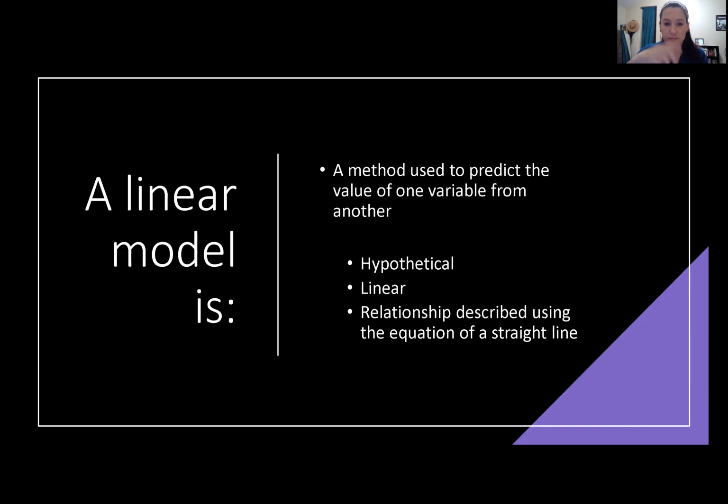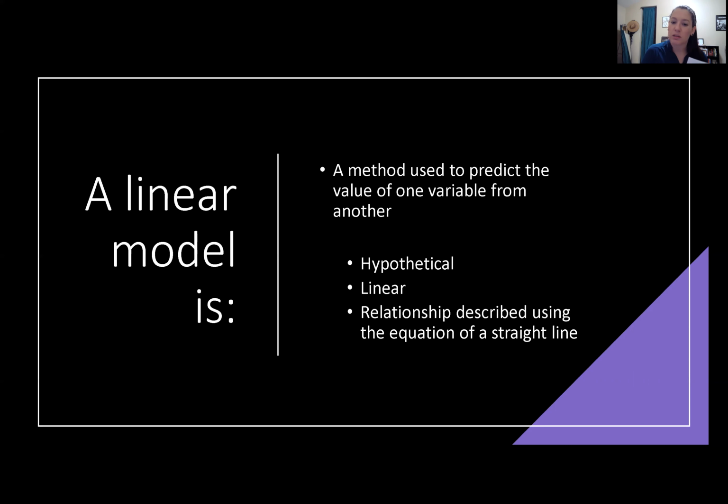So, pretty much exactly what this says: what is a linear model? We're taking the value of one variable and predicting it from another variable. We have this variable X, and we want to predict Y based on X. This is a hypothetical model. The math that underlies this model is made up by mathematicians who are far more brilliant than I. It's a linear model, so there you go for redundancy.